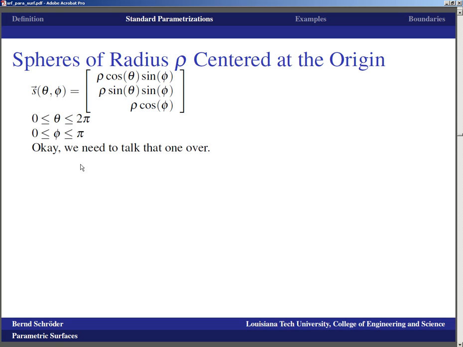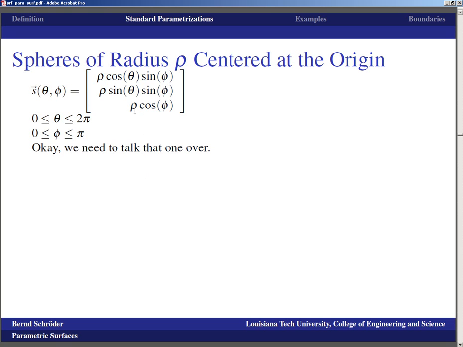Basically, we have theta being the same angle as for cylindrical coordinates. So we've got cosine theta and sine theta, making sure that we draw stuff that has circular horizontal cross sections. And rho sine phi is the radius. So this certainly is something that has rotational symmetry along the z-axis, and that certainly is something that a sphere centered at the origin has to have.